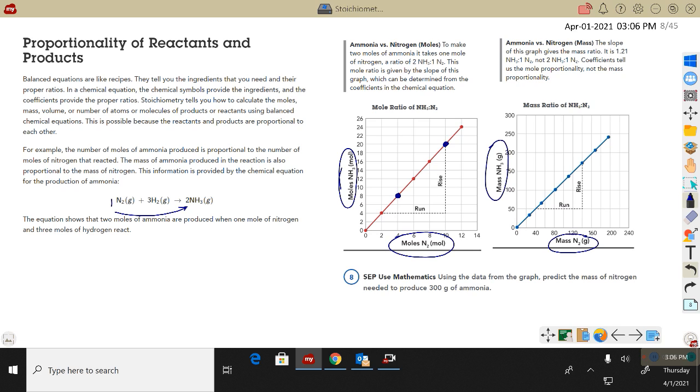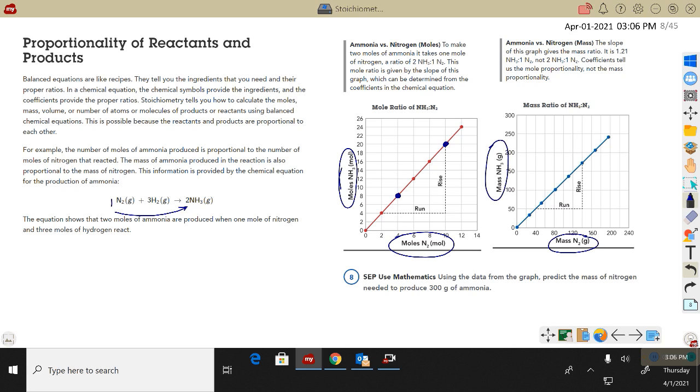And so in question 8, it says, using the data from the graph, predict the mass of nitrogen needed to produce 300 grams of ammonia. So two things jump out at me here. Number 1 is that I'm supposed to use the graphs. And number 2, I'm just making a prediction.